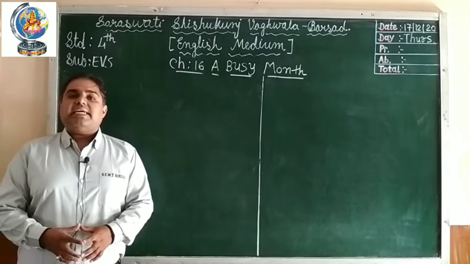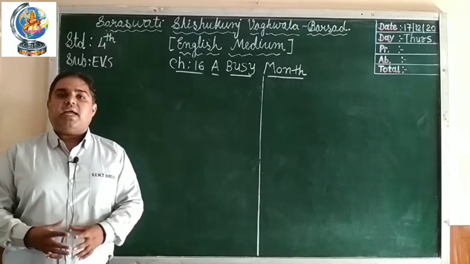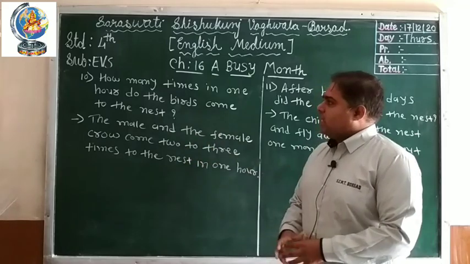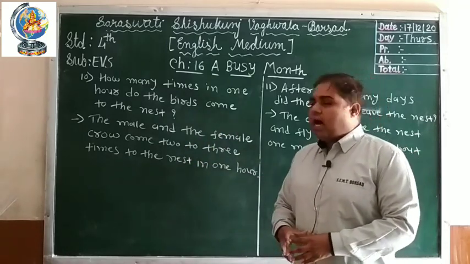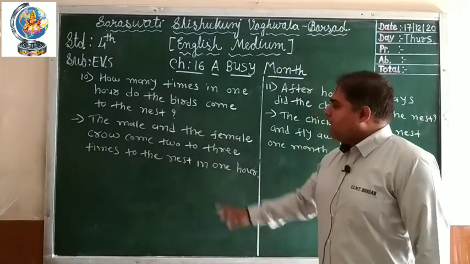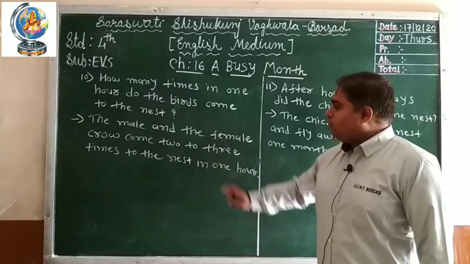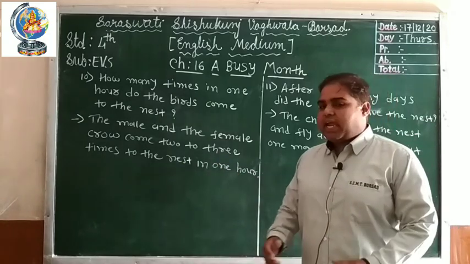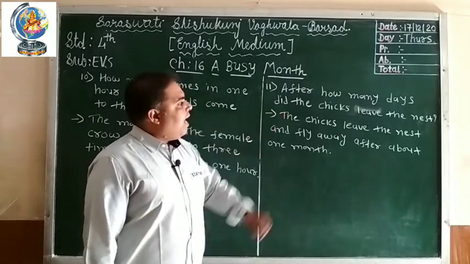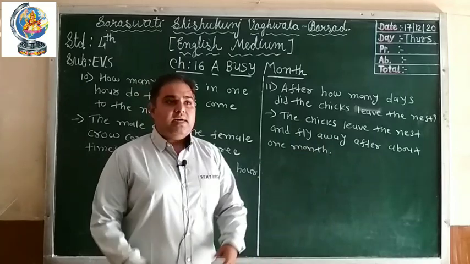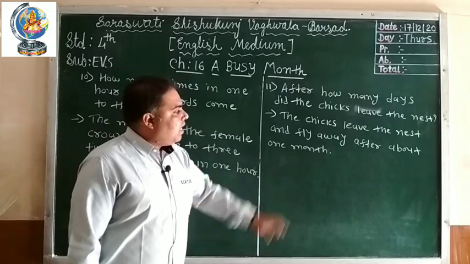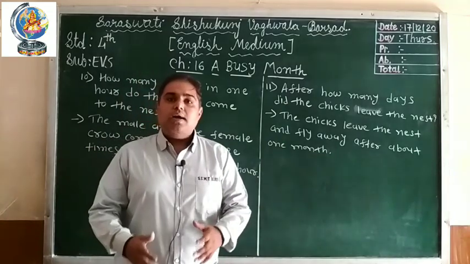So students, these are the answers to the questions. The questions are already given in your textbook. Students, the 10th question is, how many times in 1 hour do the birds come to the nest? So the answer is, the male and the female crow come 2 to 3 times to the nest in 1 hour. Then the 11th and last question, after how many days did the chicks leave the nest? So the answer is, the chicks leave the nest and fly away after about 1 month.